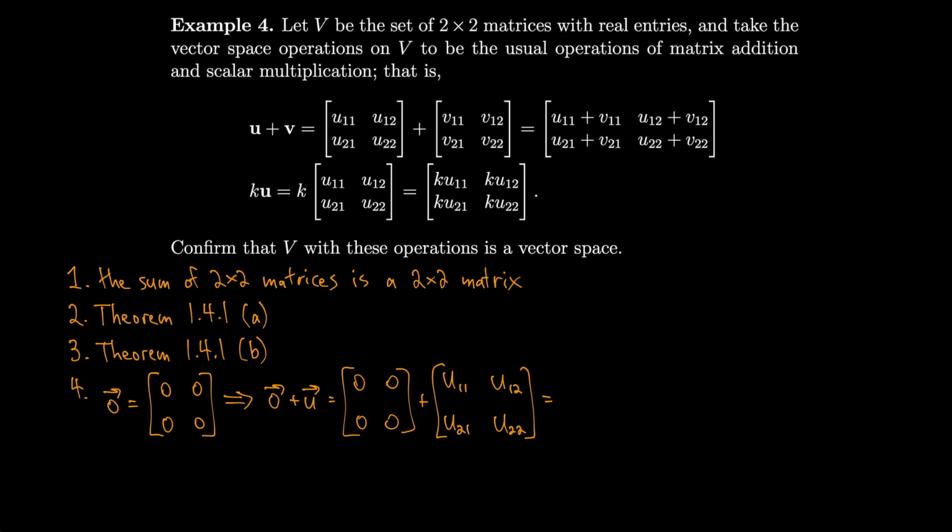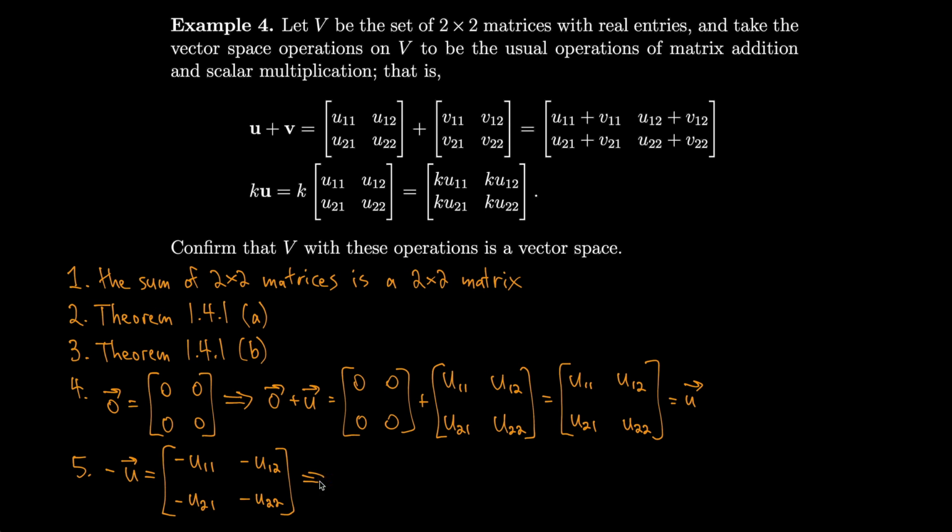and when you add it, you get 0 plus u11 is just going to be u11, 0 plus u12 is just going to be u12, 0 plus u21 is just u21, and 0 plus u22 is just u22. So we do get back our vector u. To check number 5, negative u. We need that to be something that will cancel out u, so how about we just make it the same matrix but with each component negated. So negative u11, negative u21, negative u12, and negative u22.